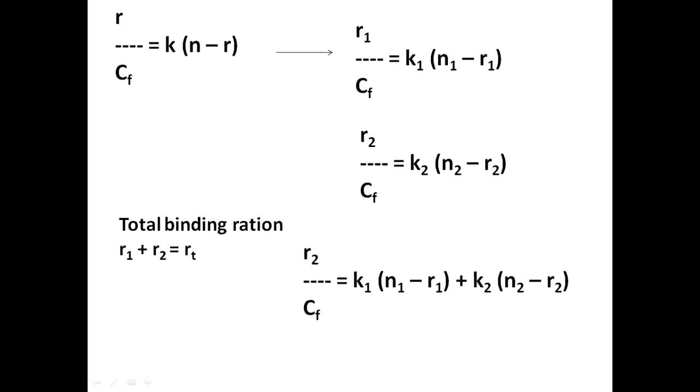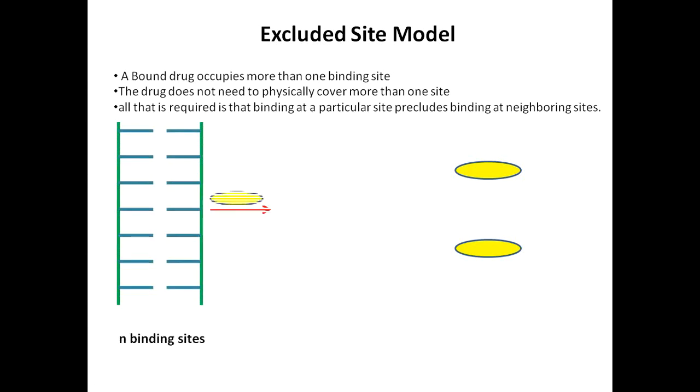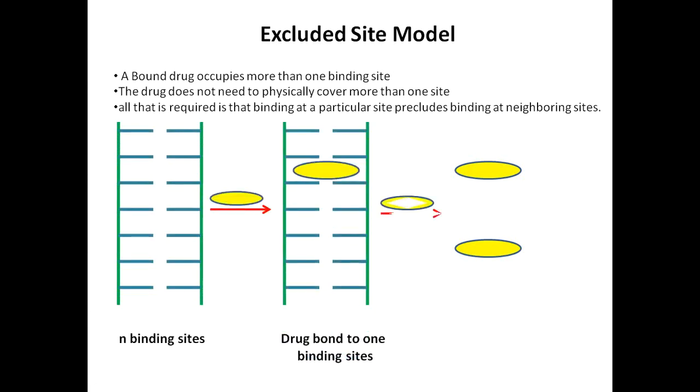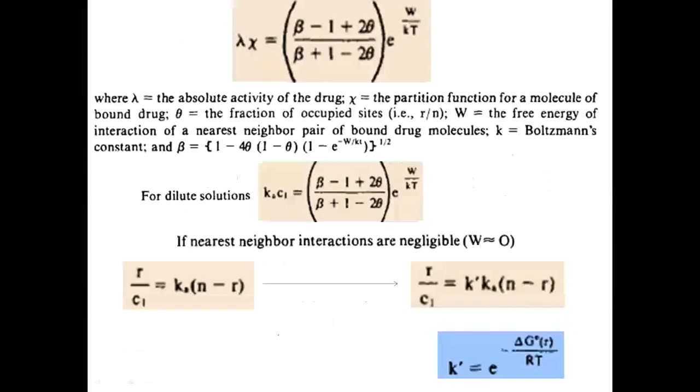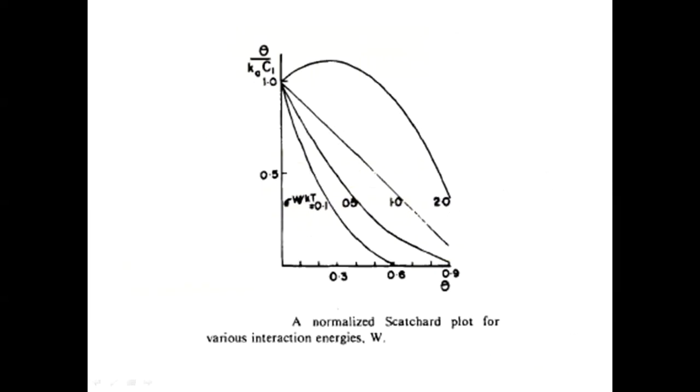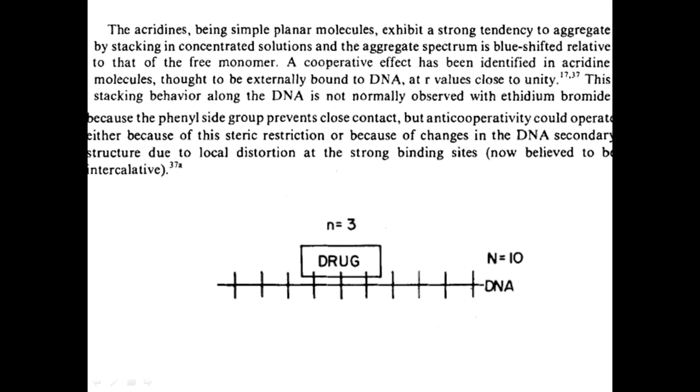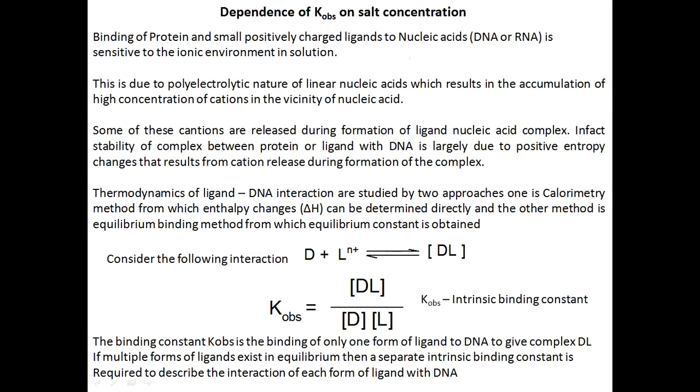Then we talked about binding species. We talked about the site excluded models, how the binding occurs, and the reasons of site exclusion. Then we talked about the distortions that occur in DNA structures, and cooperativity and anti-cooperativity in DNA binding. We also talked slightly about the dependence of K obs on salt concentration. We'll have a slight look again at this, then we'll proceed forward with the other concept.